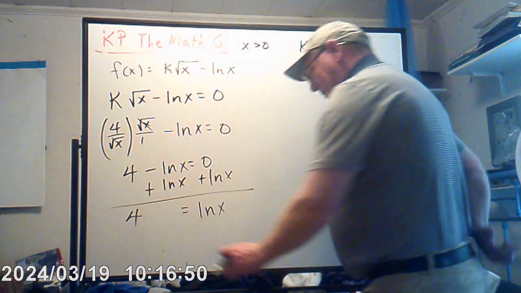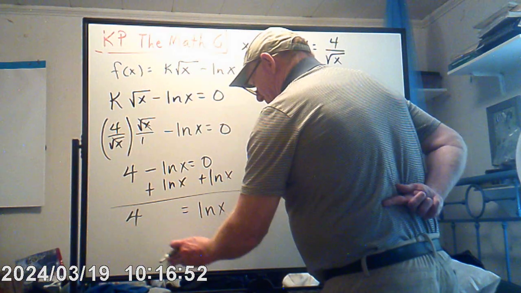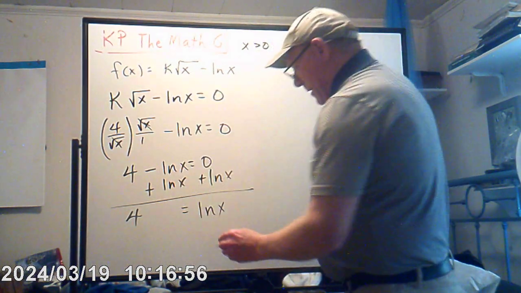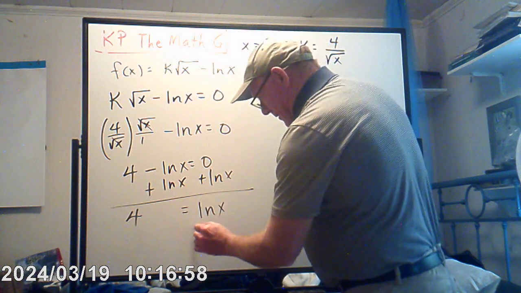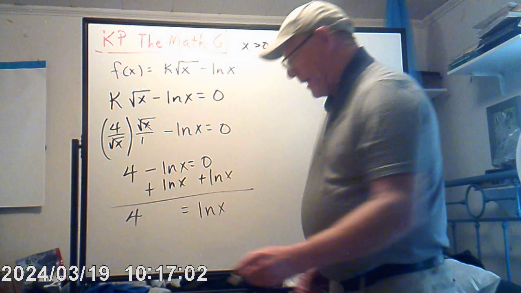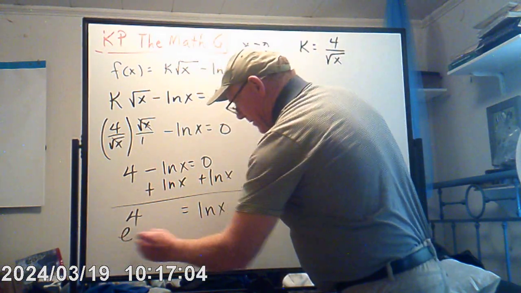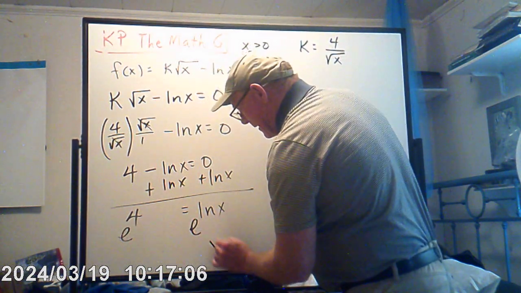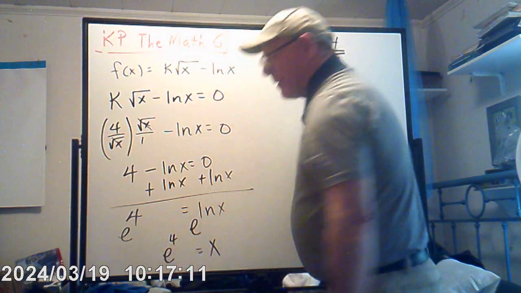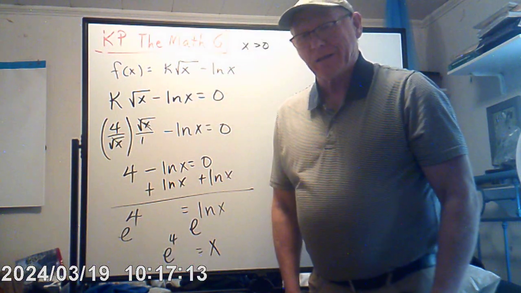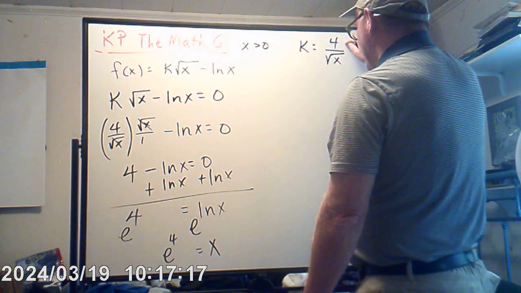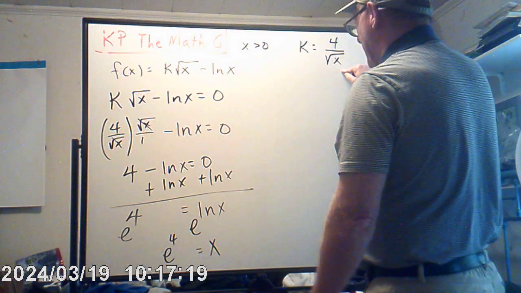Let's back up just a little bit. I'm almost done here. Let's finish the problem. Okay. So now to get x to itself, what do we introduce? Yeah, e. Alright, e on both sides, e to the 4. So x is equal to e to the 4, but we're not looking for x, we're looking for k. I already know what k is. K is equal to 4 over the square root of x.